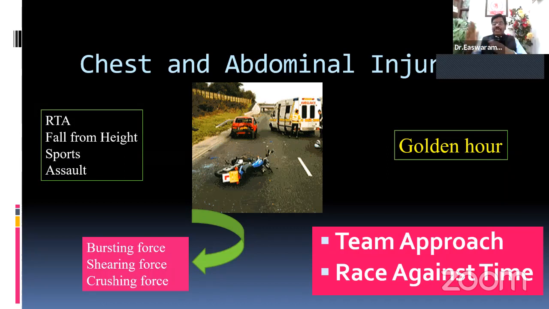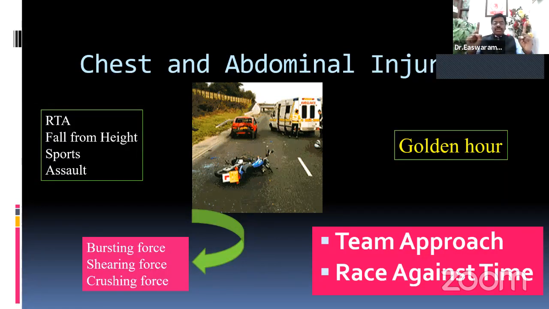It is not sequential. It is not getting one person's opinion, then the next person comes 1 hour later. No, because time is of the essence. The patient would succumb to the problem in a matter of a few minutes, if not hours, because of A, B, C. That is airway, breathing, and circulation problems can kill a patient in a matter of a few seconds. So that's why we always say the first 1 hour of the trauma is the golden hour.